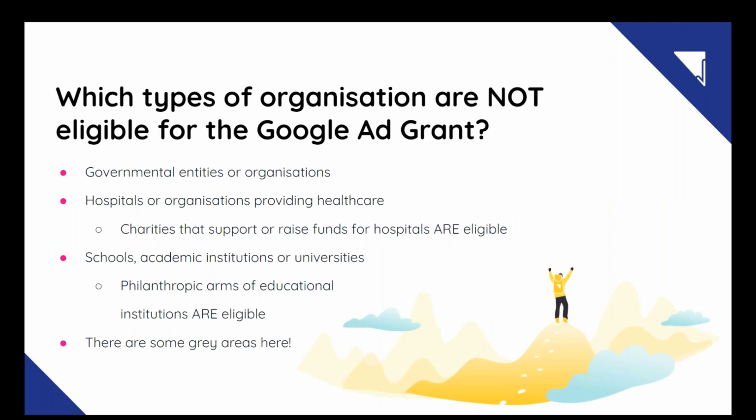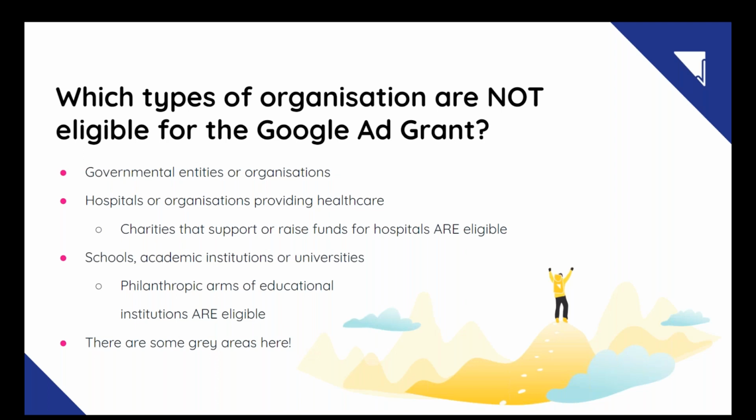Despite those relatively straightforward eligibility criteria, there are still a handful of organizations that aren't eligible for the Google Ad Grant. So let's have a quick look at those. According to Google themselves, these are governmental entities and organizations, hospitals or organizations providing healthcare, although it's worth noting that if you're a charity that supports or raises funds for hospitals, then you will be eligible. And we run campaigns for quite a few organizations that fall into that category. And then also schools, academic institutions, and universities, but philanthropic arms of educational institutions are eligible.